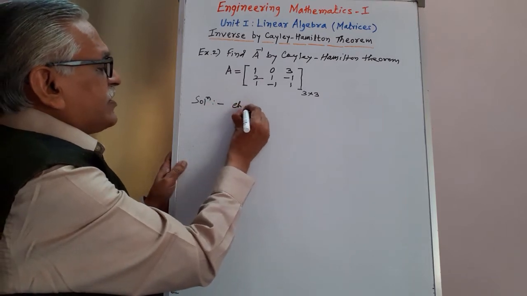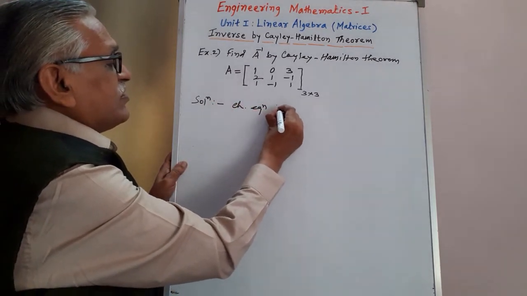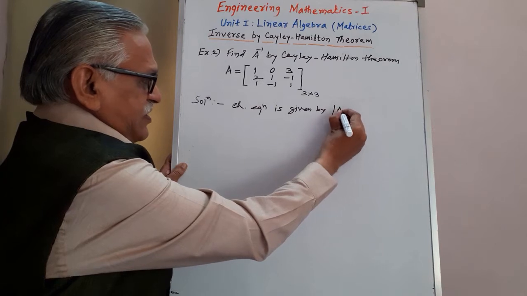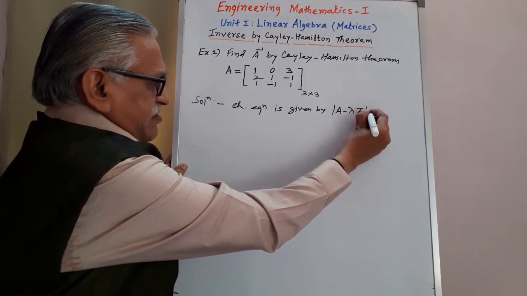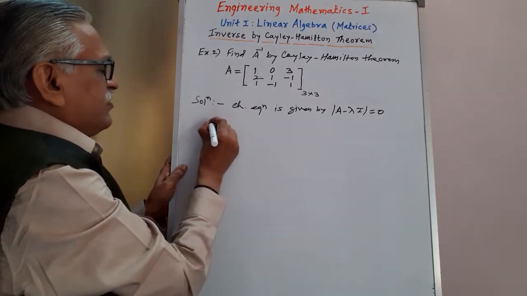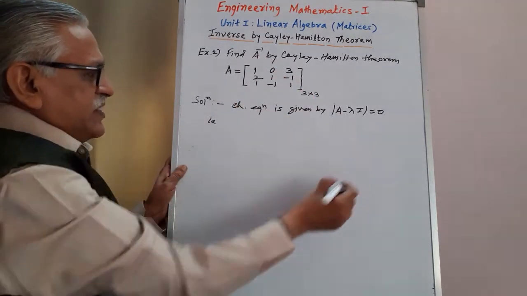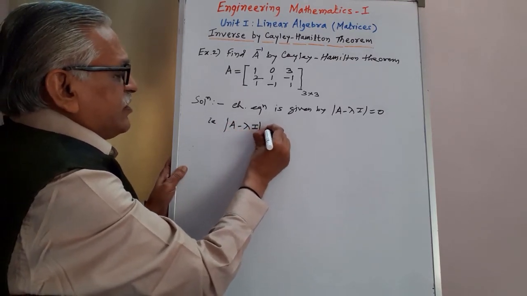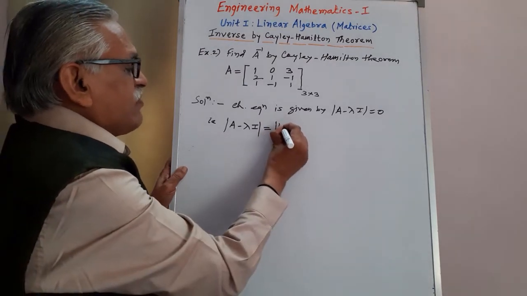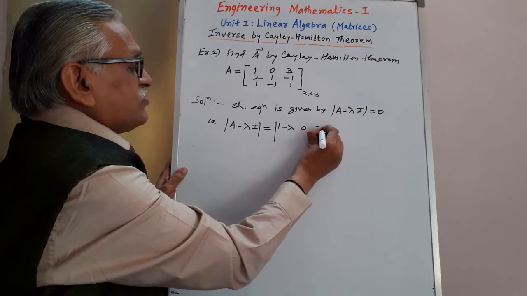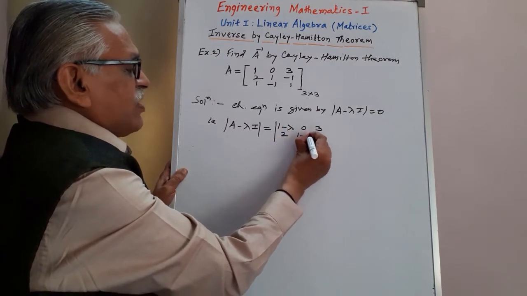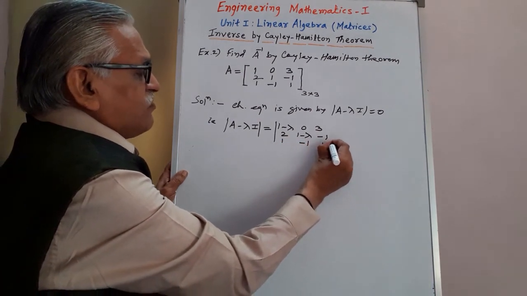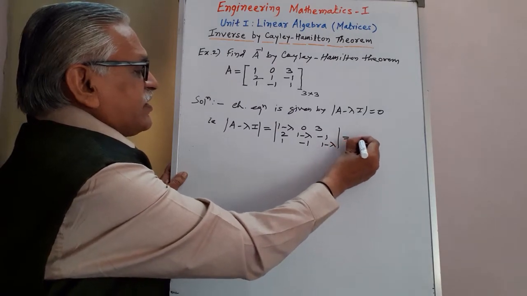First step, we have to find the characteristic equation, which is obtained by the determinant of A minus lambda I equals 0. That is, subtracting lambda from the principal diagonal elements, we get that determinant as A minus lambda I. That determinant is |1 minus lambda, 0, 3; 2, 1 minus lambda, minus 1; 1, minus 1, 1 minus lambda|, and then equating it to 0.